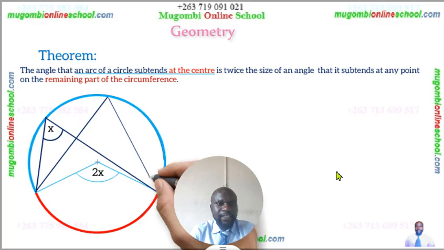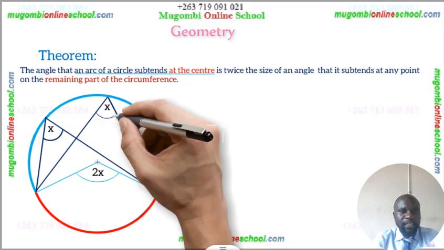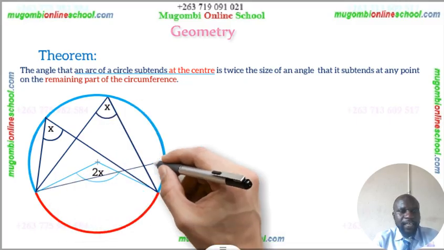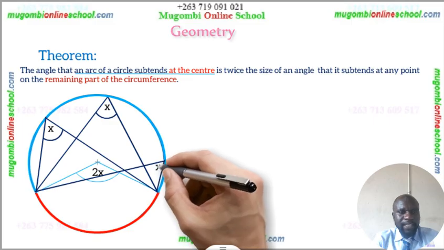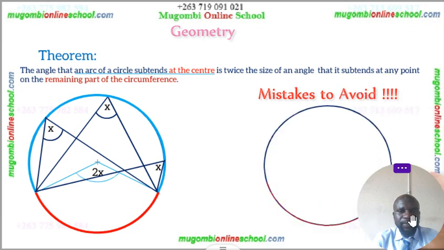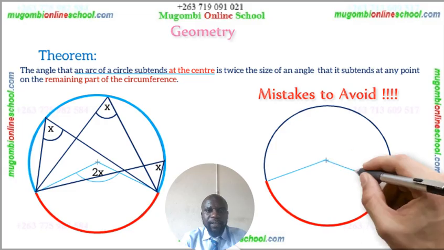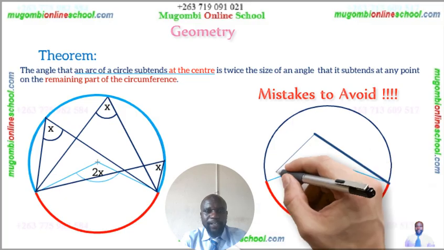And again, this is the same as this one. It is equal to that one, right? And again, even if it crosses like this one, the angle simply remains the same. But please don't make a mistake. Avoid this mistake. Many students are confused here.